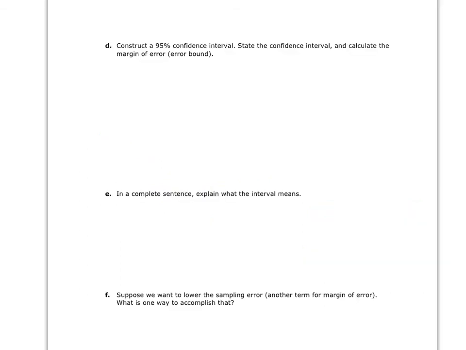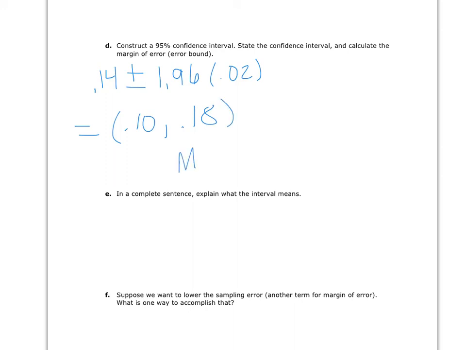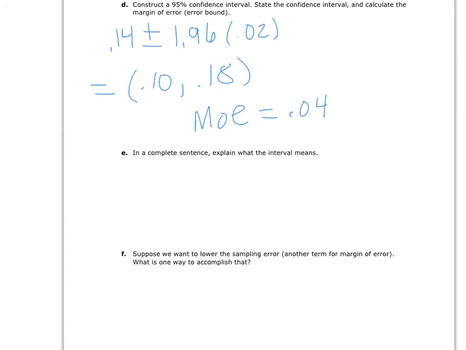Okay, let's construct the 95% confidence interval. We start with P prime of 0.14, add and subtract the appropriate z value. To go with a 95% confidence level, that's 1.96, and then times the standard deviation, which is 0.02. So that gives us a lower bound of 0.10, an upper bound of 0.18. And the margin of error is 0.04.